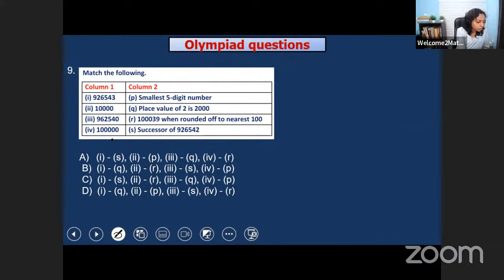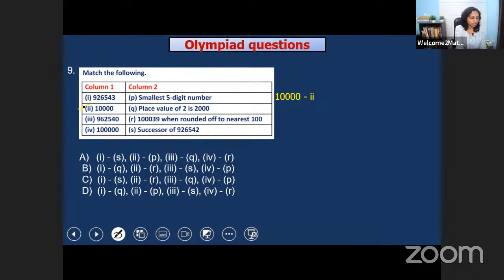You see, in column 2, one side you have to always solve, and then we'll write the other side's number beside it so that you can find your answer fast, because sometimes you get confused whenever you have match the following questions. So let's start. Here in column 2 we have the smallest 5-digit number. So what is the smallest 5-digit number? It is 10,000.